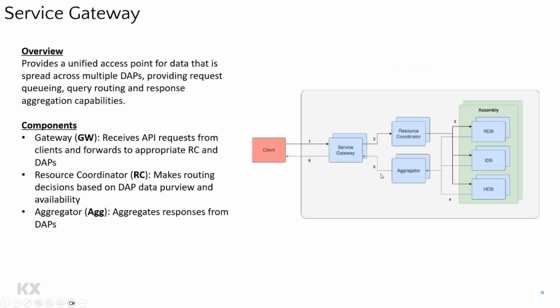So that resource coordinator may send a query to an RDB and an IDB within database or assembly 1, and an RDB and an IDB within a different assembly or a different database, depending on what your application is actually doing. All of that ends up being sent back to the aggregator, which will then send it back to the client. And then the application is able to decide how many of these aggregators we need in order to meet the various loads that are required by the downstream applications themselves.